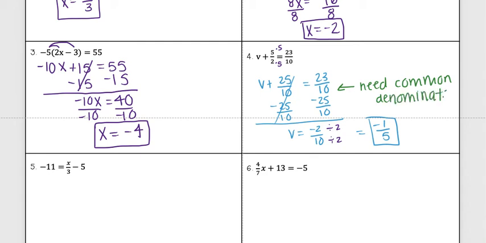So for this one, I had 5/2 and 23/10. So I have a 2 and a 10. And I want to pick the smallest common denominator. I know if I multiply 2 by 5, I get 10. So I just multiplied that 5/2 by 5 on top and bottom. And then I subtracted, and that gave me the fraction -2/10. However, we never want to have a fraction at the end that is reducible. So at the very end, I had to reduce it by dividing top and bottom by 2. And I got this one.